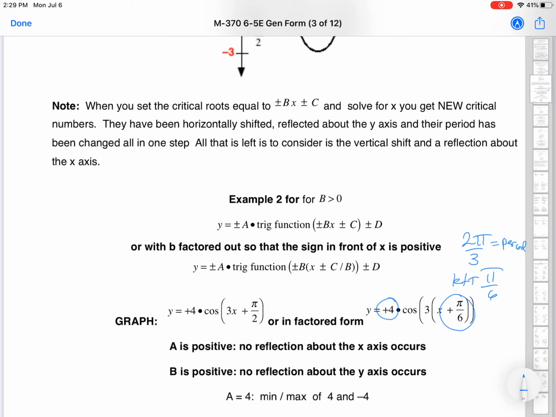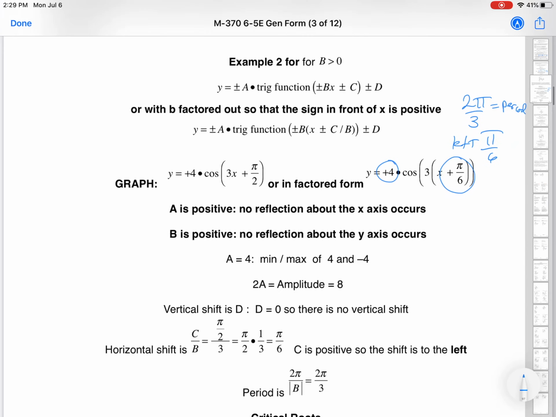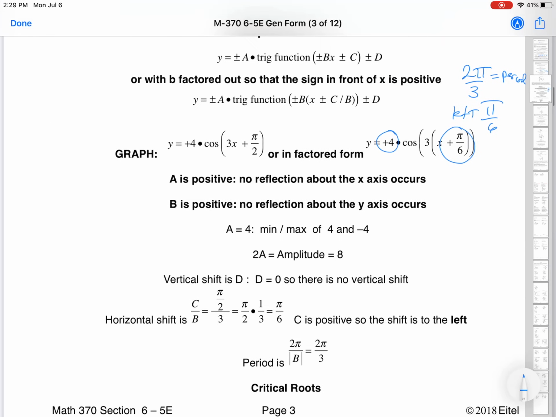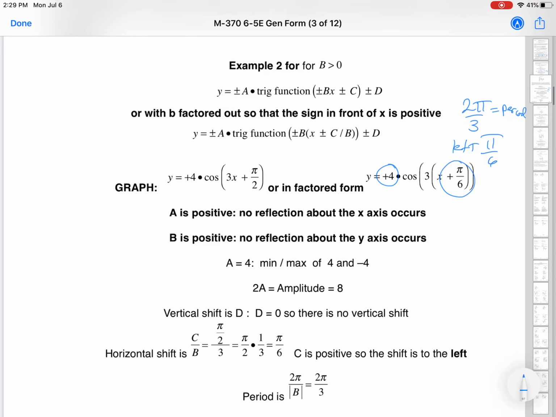And it's going to shoot left. It's going to go up. Apologize, it's not going to go up 4. It's going to have an amplitude of 4, but not shifted at all up and down. All of these are just phase shifts. And so there's where he's arguing the 2 pi over 3.